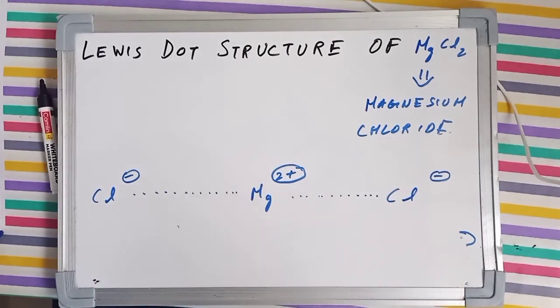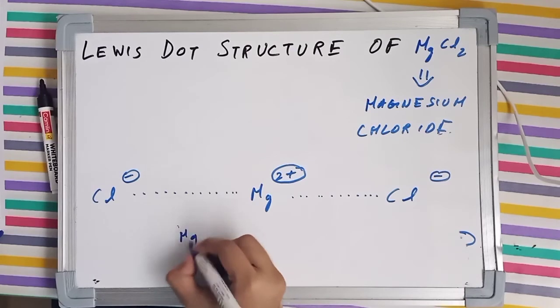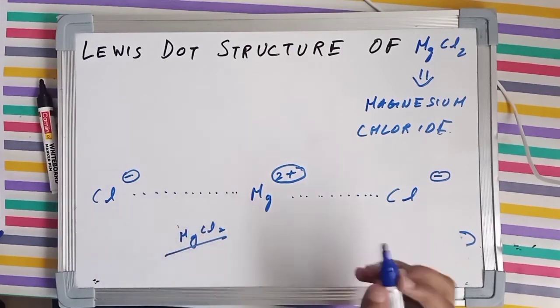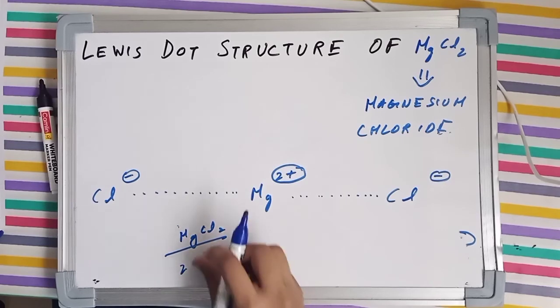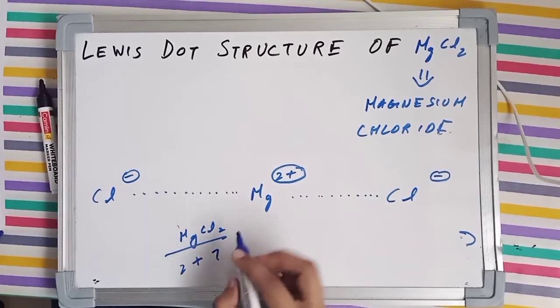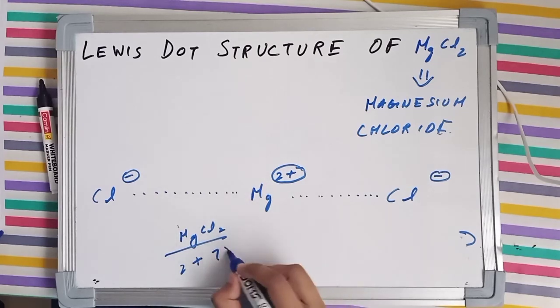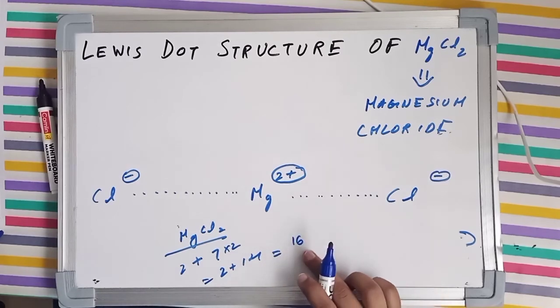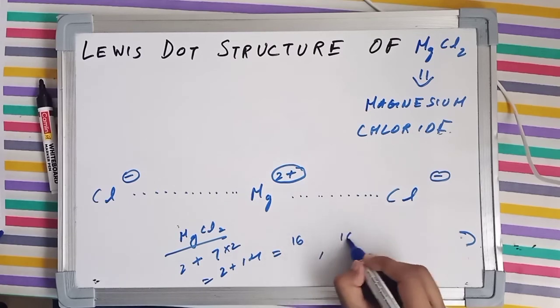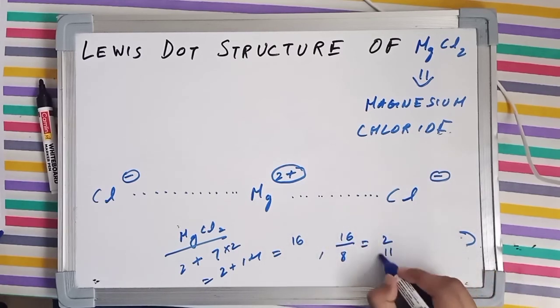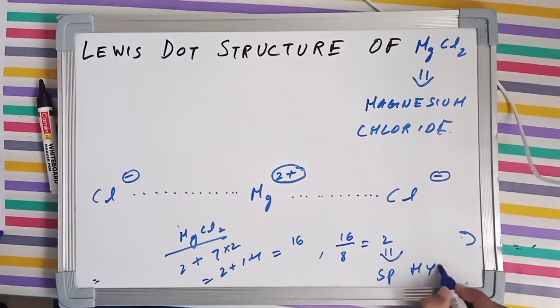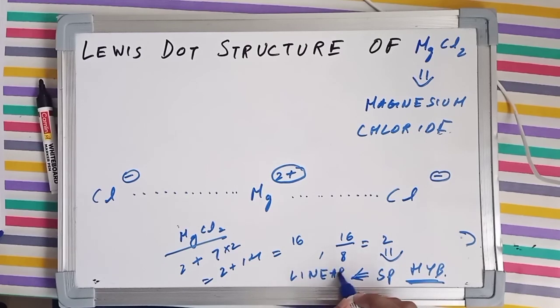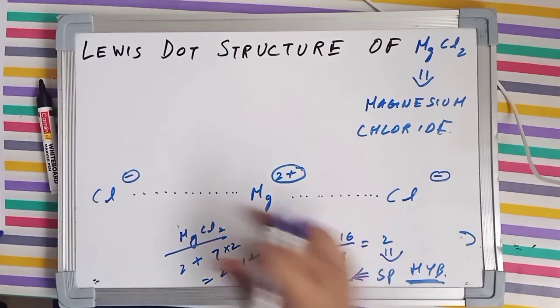If you want to find its hybridization, it is very easy. See, MgCl2. Magnesium has 2 valence electrons, whereas chlorine has 7 valence electrons, so 2 plus 7. But since we have 2 chlorine atoms, 7 into 2, so 2 plus 14 gives us 16, and since 16 is greater than 8, we are going to divide this 16 by 8. So 16 by 8 gives us 2, which corresponds to sp hybridization. Okay, and sp hybridization means linear configuration. So MgCl2 will be in a line.